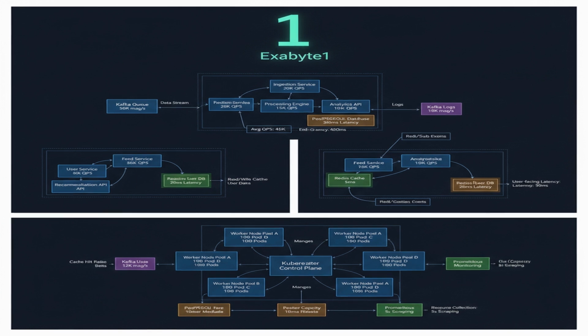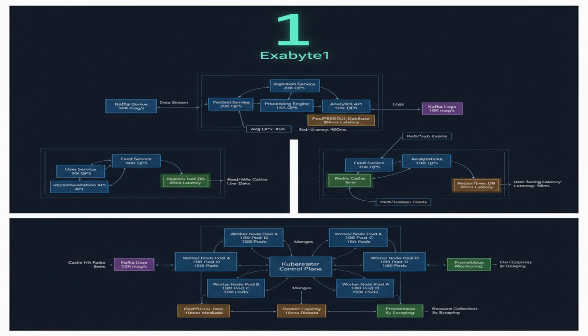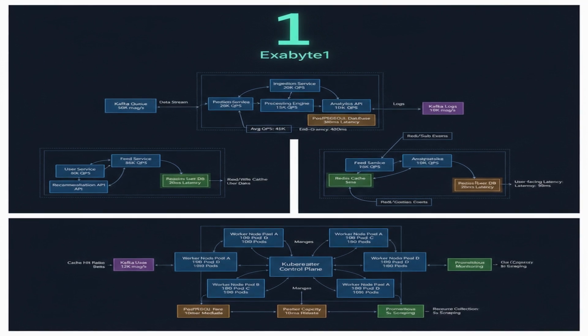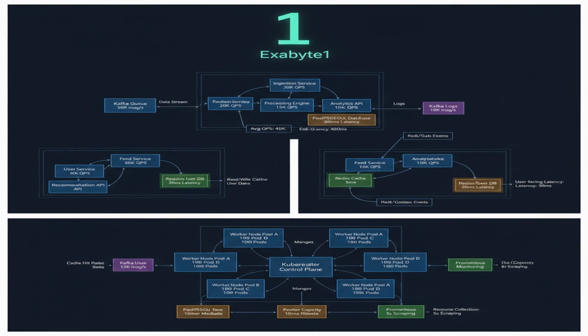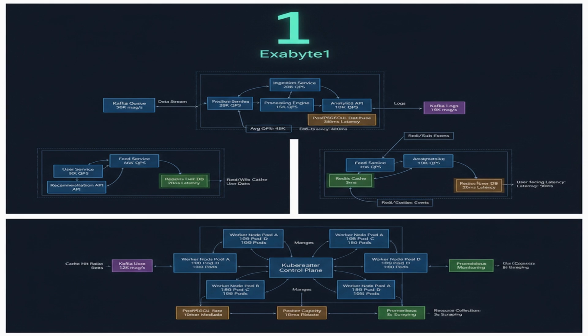Google Cloud Platform manages over 1 exabyte of persistent storage. That's enough to store a billion HD movies. But managing storage for stateful applications in Kubernetes can be a nightmare. Here's what 90% of engineers get wrong.